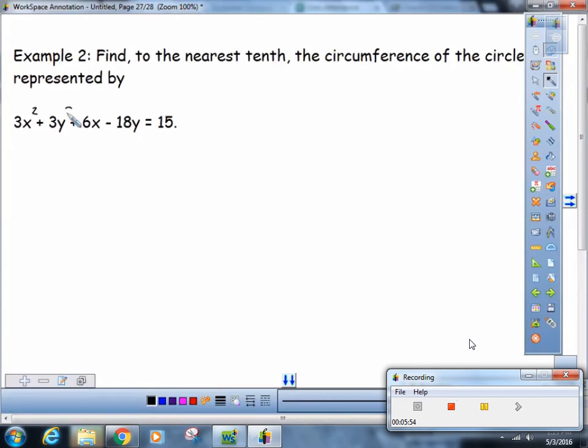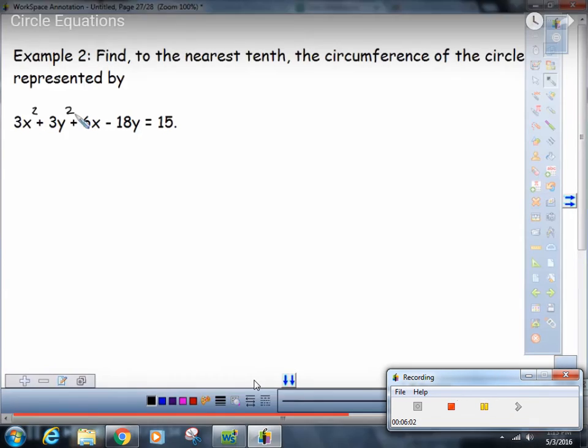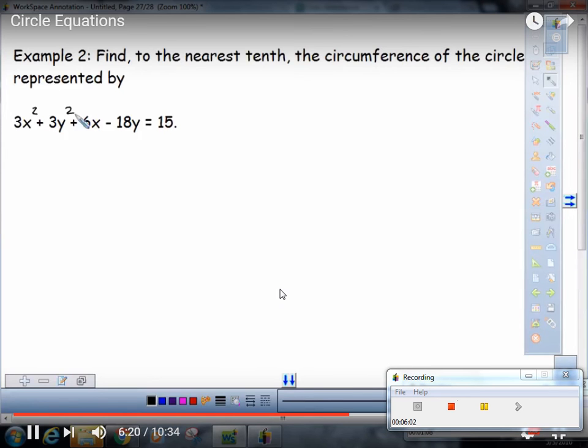Alright, here's the final example. Find to the nearest tenth the circumference of the circle. To find the circumference of the circle, we need to find the radius and then therefore the diameter. So really what our task is here is how can we make this equation look familiar so that we can write it like the equation of a circle and find the radius. Does that make sense? And what we're going to do that is called completing the square.